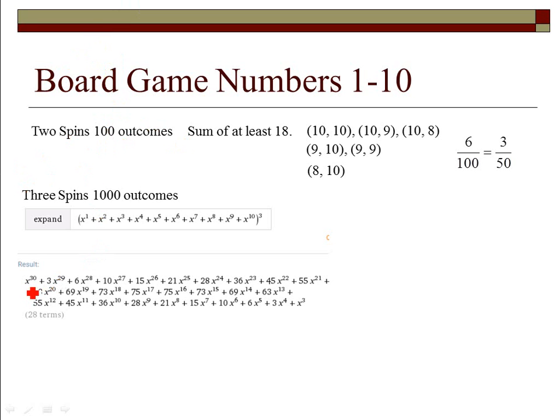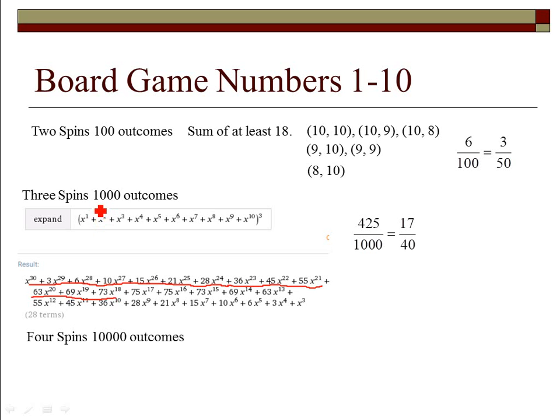So I'm going to add all the coefficients for any of these guys where the sum was over 18. So all of these, and at least 18. So I have to include this one too. So when I added up all those numbers, all the coefficients, 1 plus 3 plus 6 plus 10 plus 15, I got 425. There's a total of 1,000 outcomes because it's 10 times 10 times 10 for 3 spins. Each time I got 10 choices. So 17 out of 40, or 0.425.